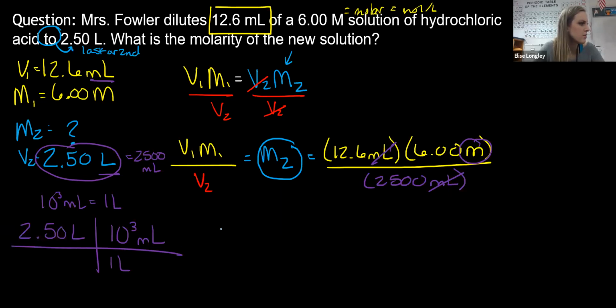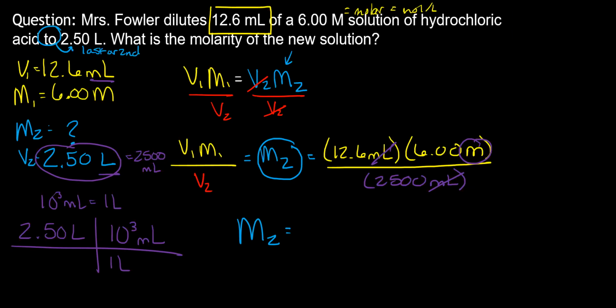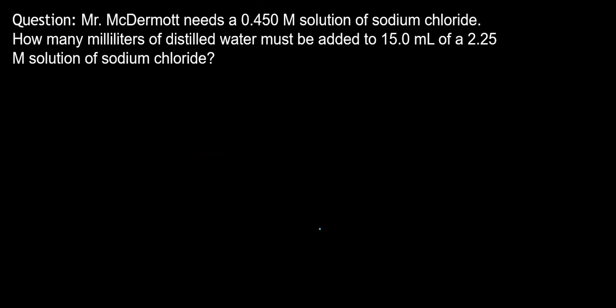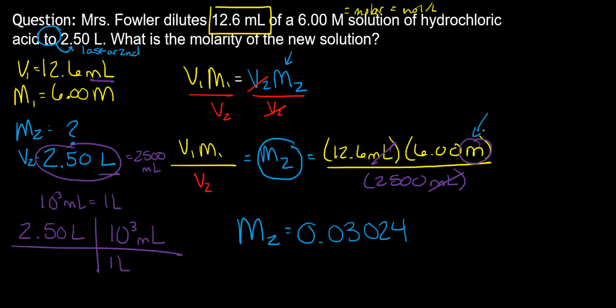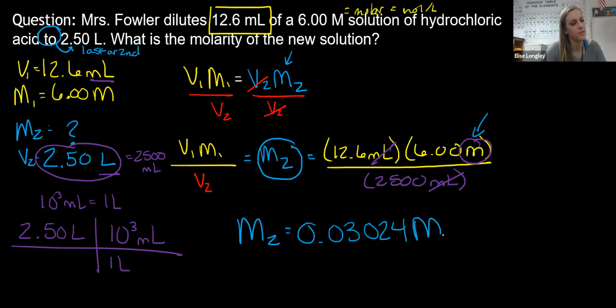So for that M2, when I plug it in, what do I get out of the calculator? Renee, what do I get out of the calculator? 0.03024. Yes. So you get 0.03024. What unit is that in? Molar. Yeah, the capital M.